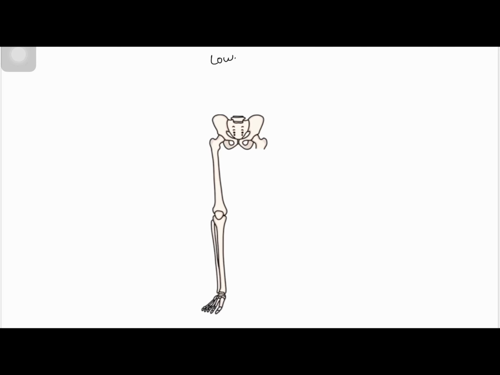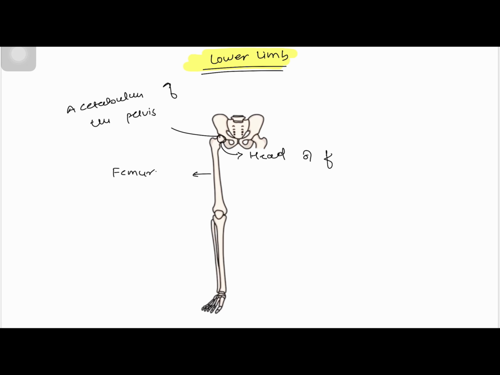Now let's jump on to the next topic, the lower limb. This is the femur. The femur is joined to the pelvis at the acetabulum. This is called the acetabulum of the pelvis. The femur is joined to the pelvis by the head of the femur, and the femur is the longest bone of the body and the toughest bone of the body.